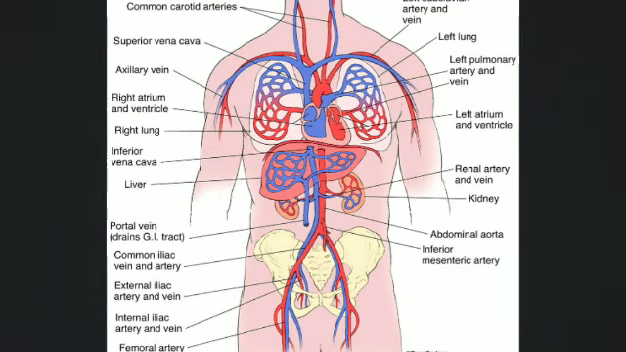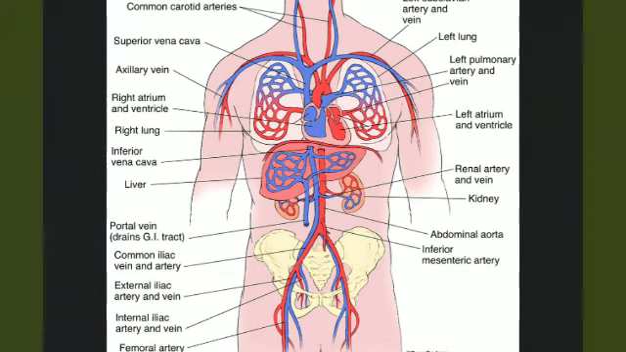In humans, blood flows through arteries and veins and the heart acts as a pumping organ. Arteries carry oxygenated blood from the heart to all parts of the body. Veins carry blood from all parts of the body back to the heart.